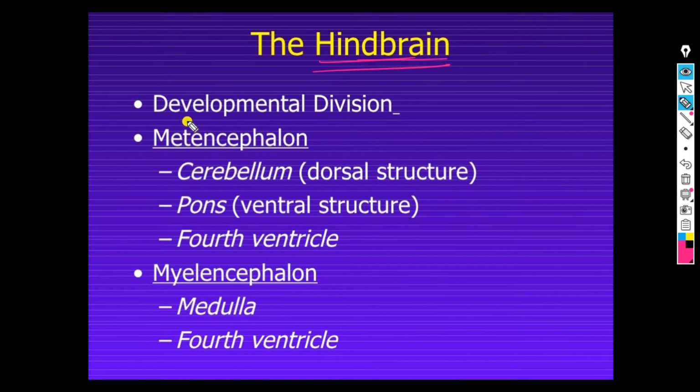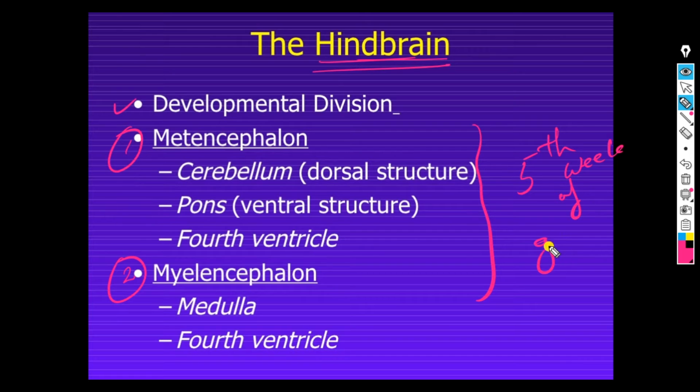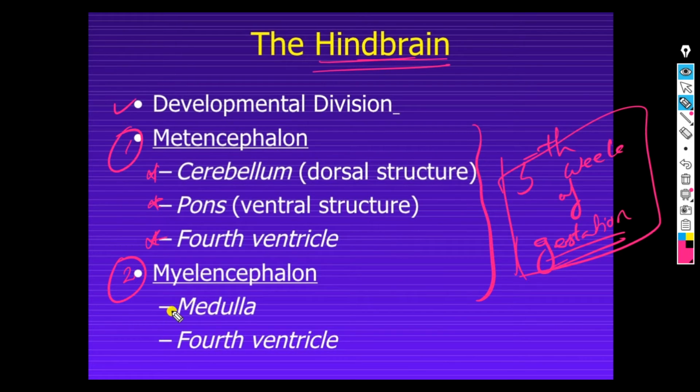The hindbrain developmental division has two divisions, the metencephalon and the myelencephalon. It is formed at the 5th week of gestation. You can see my reference in the embryology. The cerebellum, pons, and fourth ventricle come from the metencephalon, and the medulla and fourth ventricle from the myelencephalon.